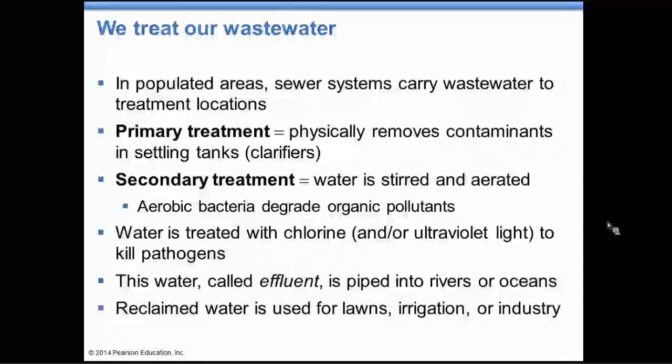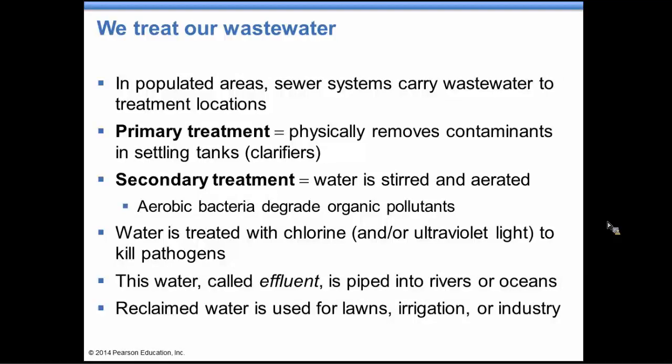In a more densely populated area, however, municipal sewer systems carry wastewater from homes and businesses to a centralized treatment location, and at these locations, pollutants are then removed by physical, chemical, and biological means. At a treatment facility, primary treatment, the physical removal of contaminants, takes place in settling tanks or clarifiers, and they remove about 60% of the suspended solids. Water will then proceed to secondary treatment, and that water is stirred and aerated so that aerobic bacteria degrade organic pollutants, and then roughly 90% of suspended solids may be removed after secondary treatment.